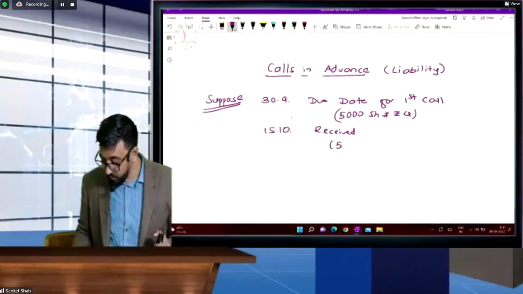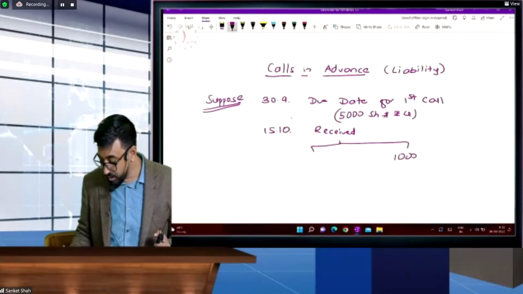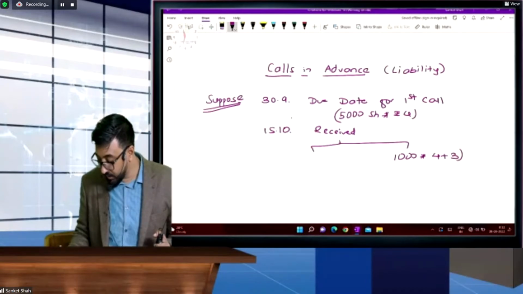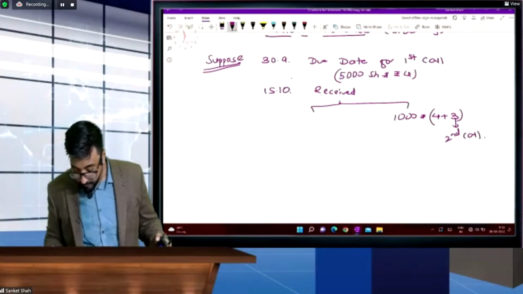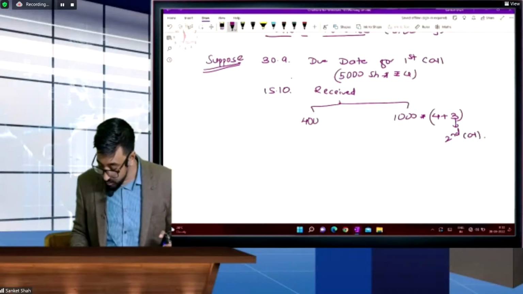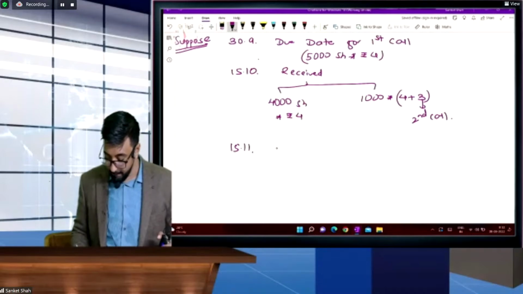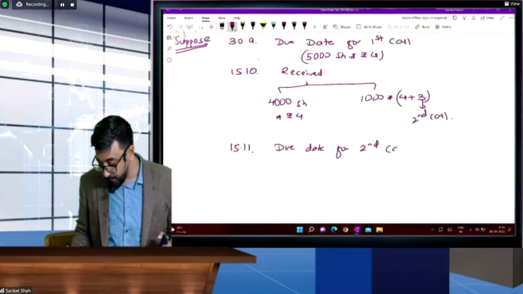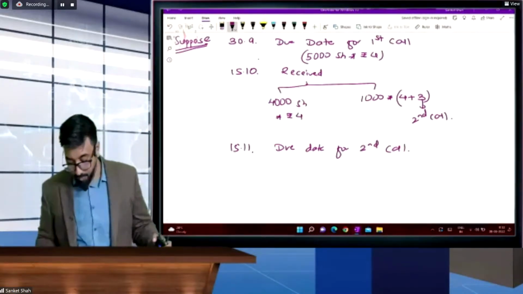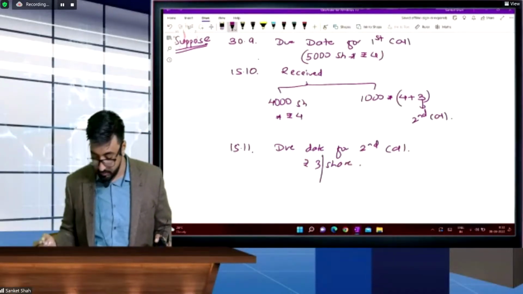Now we received from one shareholder 1,000 shares into 4 plus 3. 3 rupees we received for the second call. And from 4,000 shares, rupees 4. Then 15 November is the due date for the second call, rupees 3 per share.